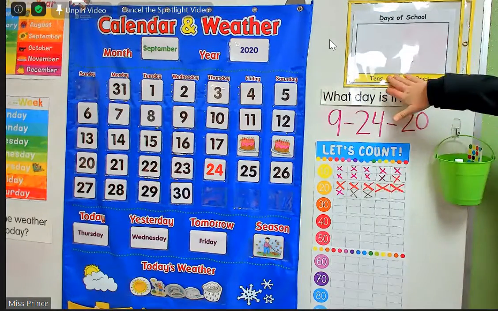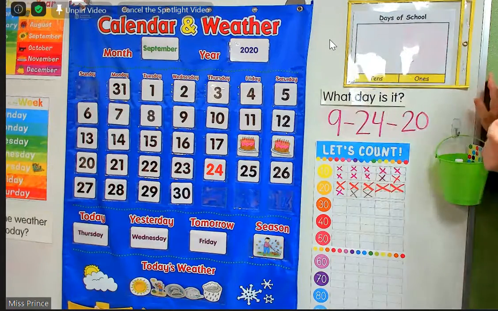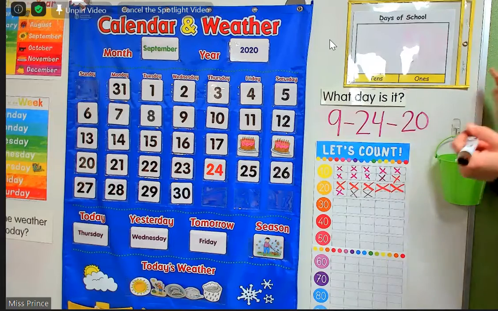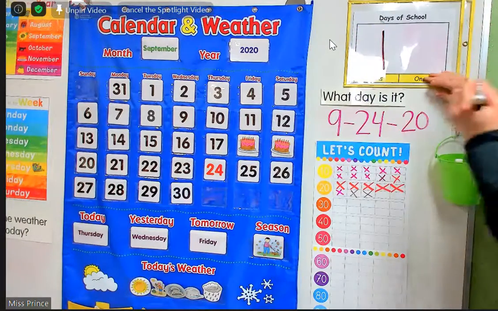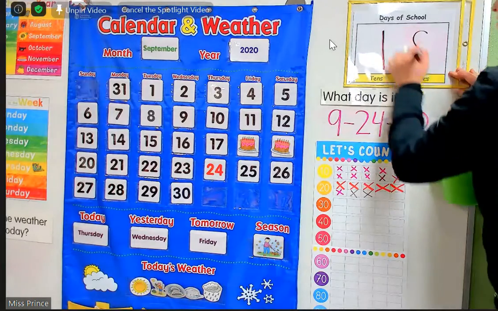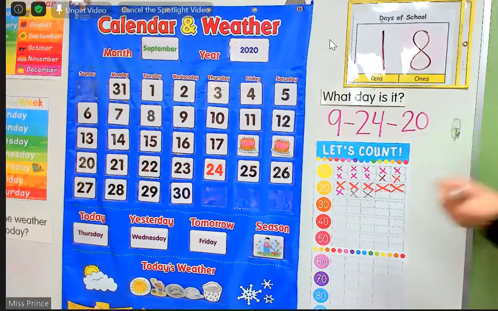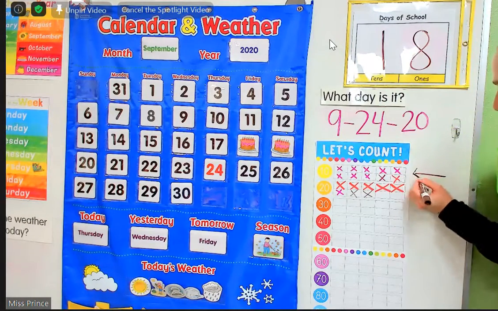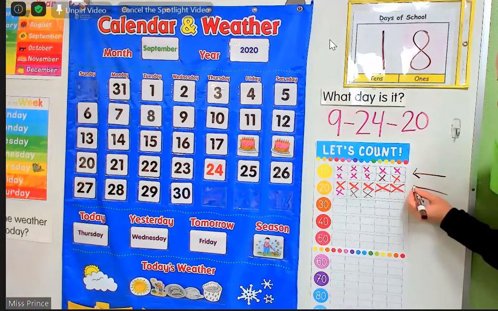How do we write 18? What goes in the tens? 1. Good job. And in the ones? 8. Nice job, Landon. So we have one group of tens, 8 little ones.